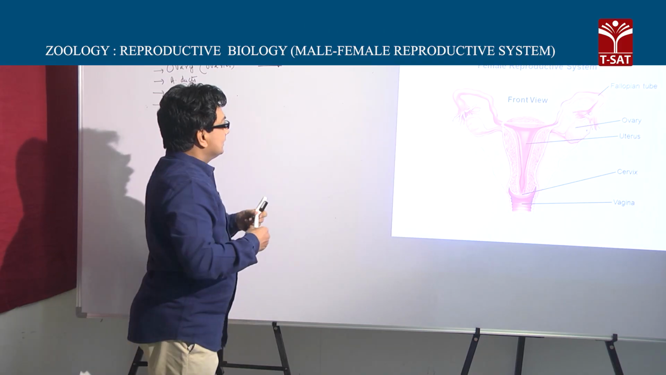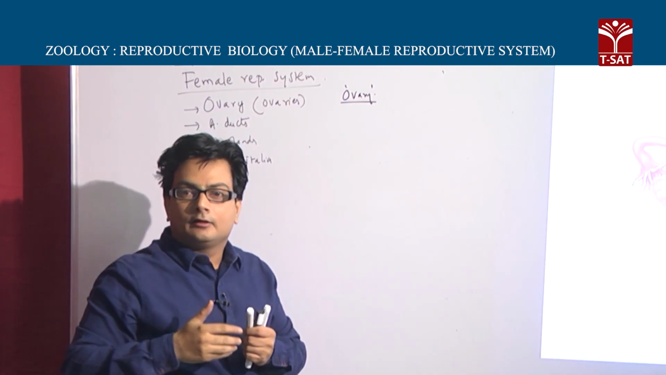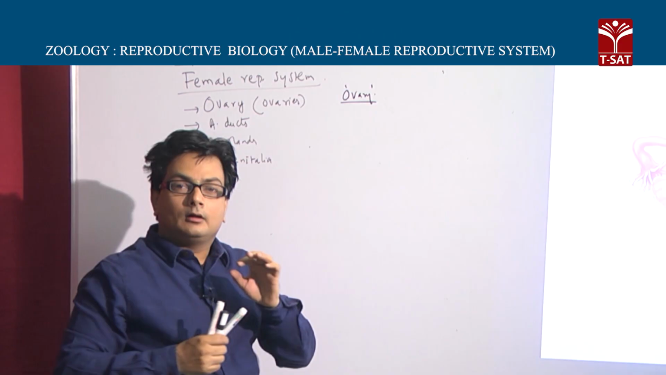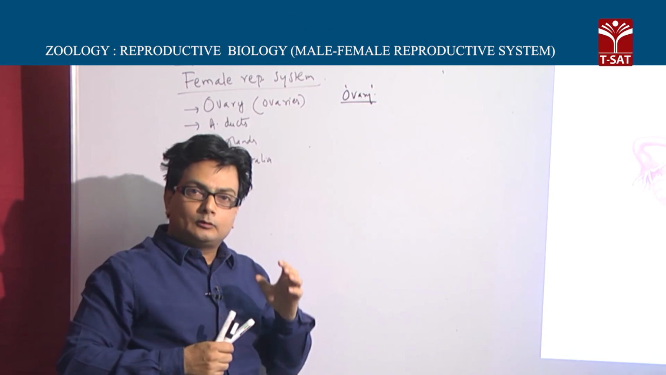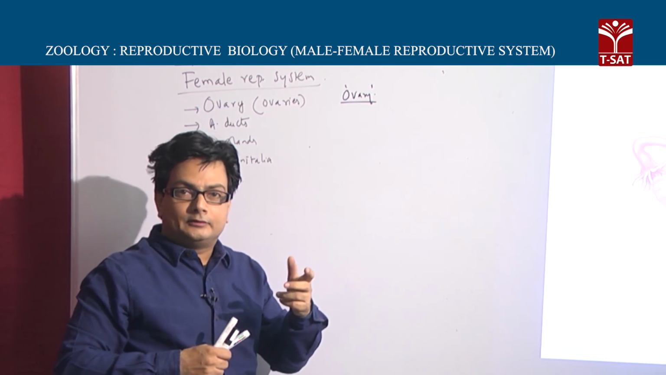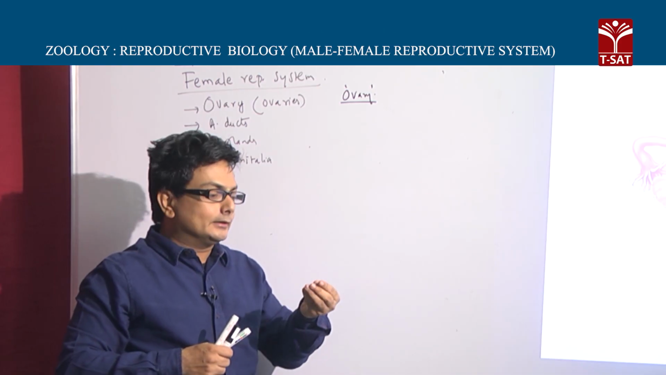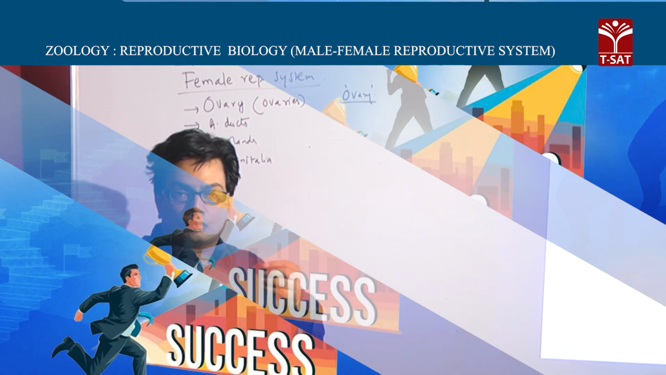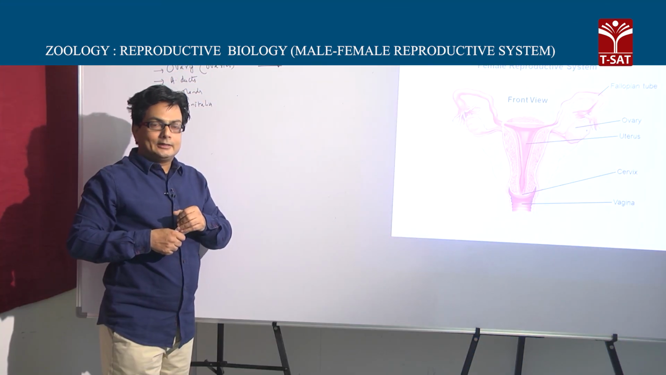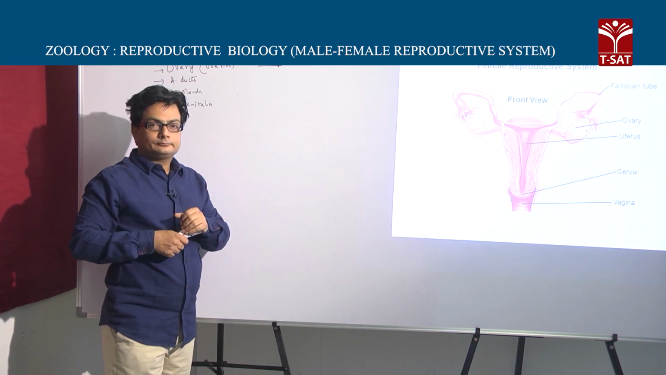The ovary is the primary sex organ in a female. What are the principal functions of an ovary? The ovary primarily does the making of the gamete, the making of the ovum, and the production of the female sex hormones called estrogen and the other one, progesterone.